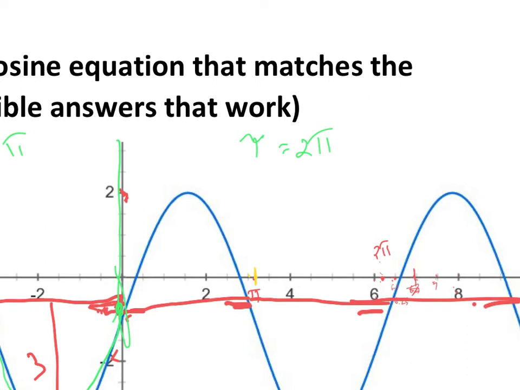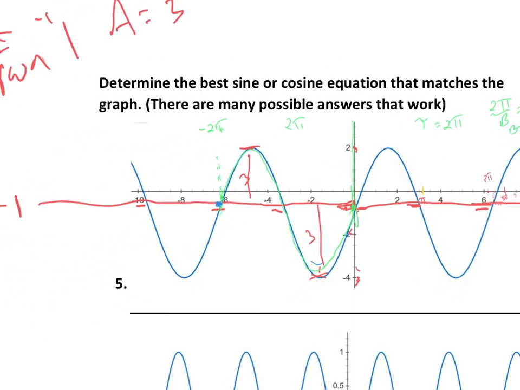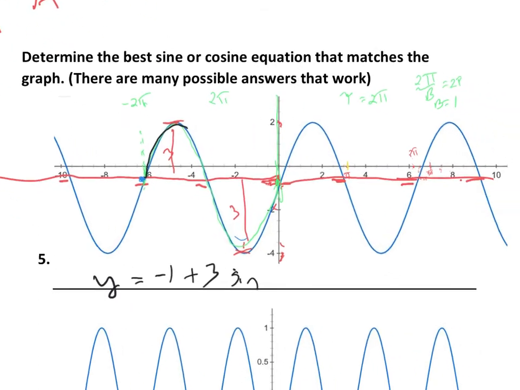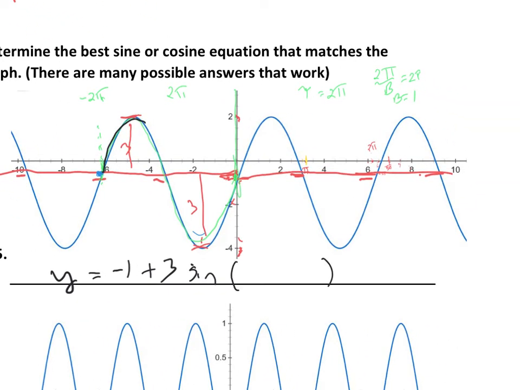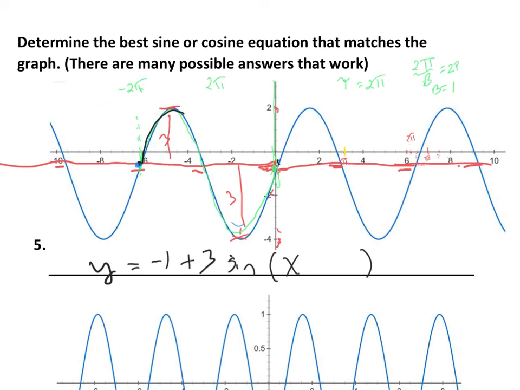That means my b, 2 pi over what is 2 pi? B is 1. So I have my b. So my equation, y equals shifted down 1. I'm using a positive sign because I'm going up, plus the positive sign. The amplitude is 3. My b is a 1, so I don't have to have a number out front. And it is shifted, x shifted to the left, 2 pi, x plus 2 pi. And I'm sticking to it.